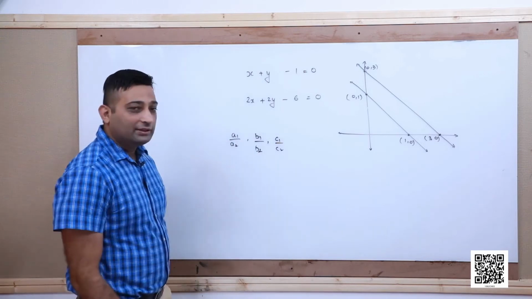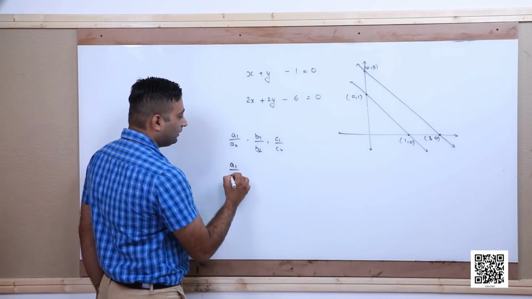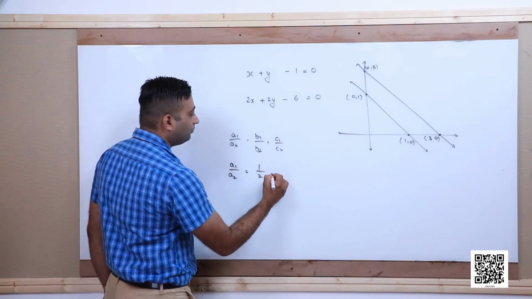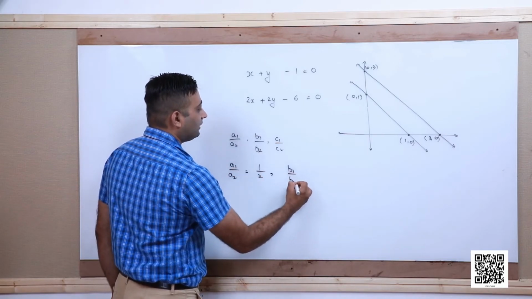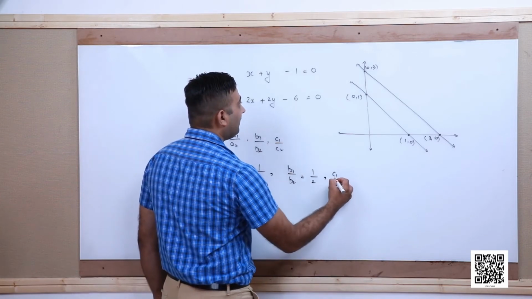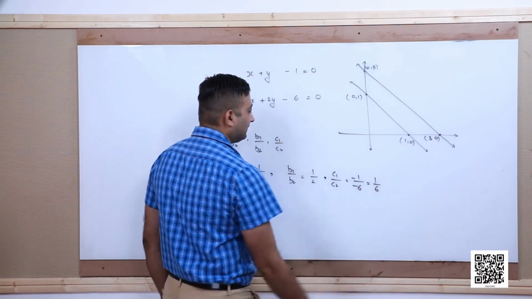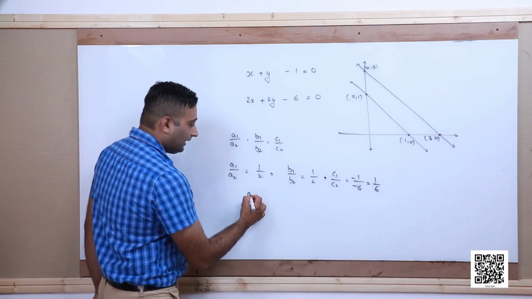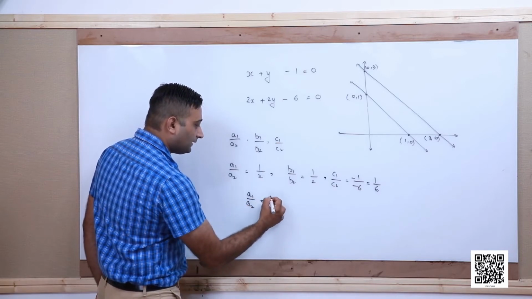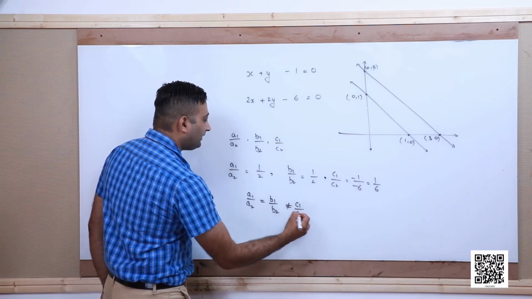Now let us compare the ratios A1 by A2, B1 by B2 and C1 by C2 after comparing these equations with the standard form. We can see that A1 by A2 is equal to 1 by 2, B1 by B2 is equal to again 1 by 2, and C1 by C2 is equal to minus 1 by minus 6, which is equal to 1 by 6. So we can see that A1 by A2 is equal to B1 by B2, but it is not equal to C1 by C2.